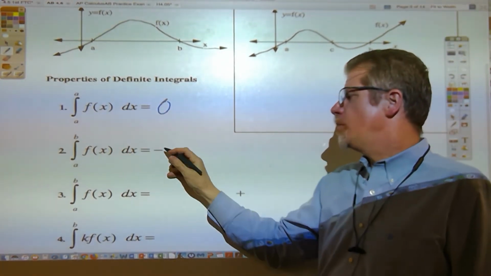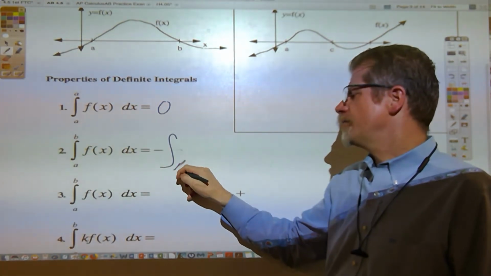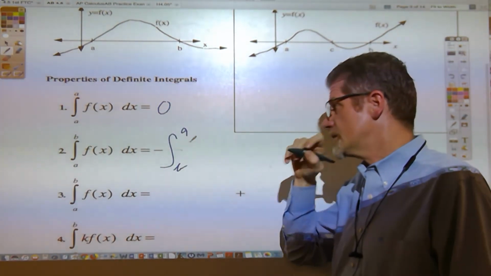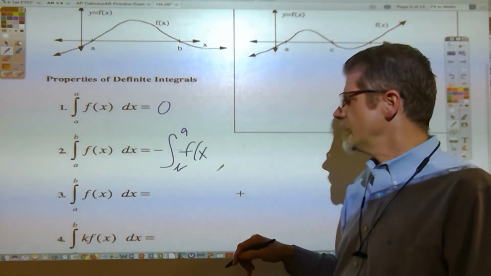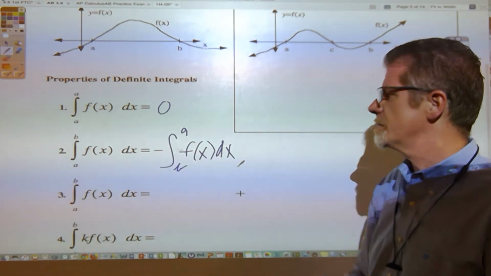If you want to take the opposite, if you're going from a to b, you can change it from b to a. I disclosed this to you earlier today. You can change the order of the limits of integration, as long as you multiply your answer by -1.